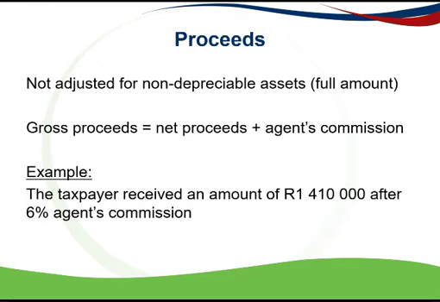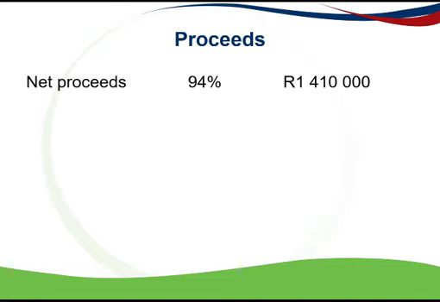So for example, I just want to go through an example with you so that you understand when you're working through a question. In this example, the taxpayer received an amount of 1.410 million after 6% agent's commission. Well, that means we've got to include the gross proceeds in the capital gains tax calculation, but this is referring to the net proceeds because agent's commission's already been taken off. Okay, so let's have a look.